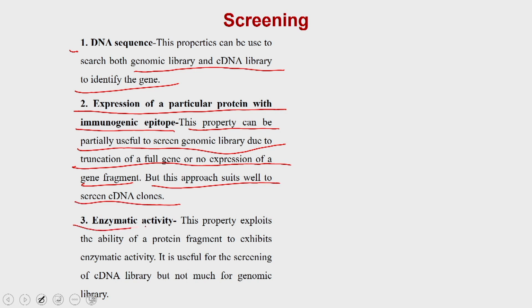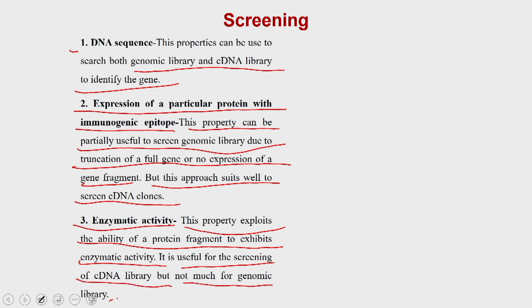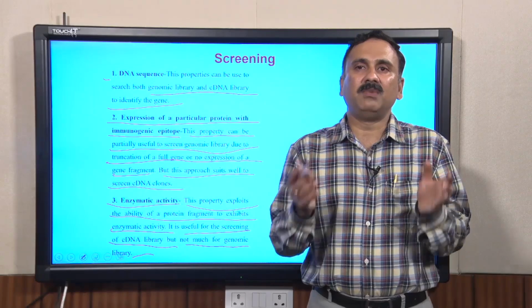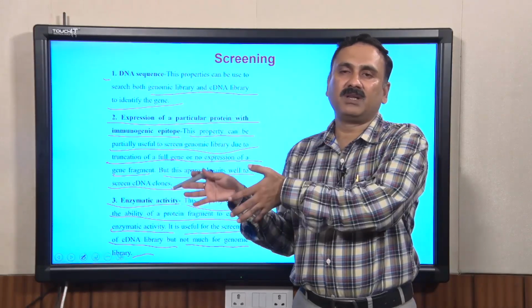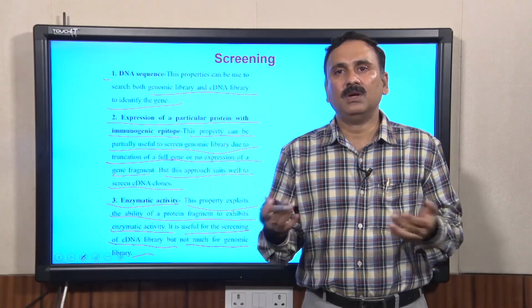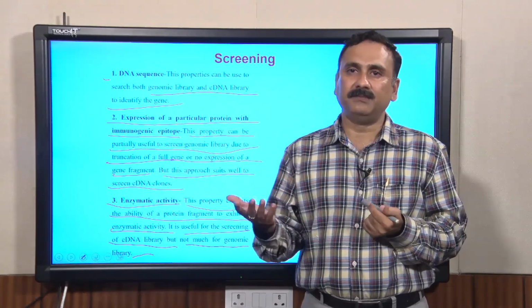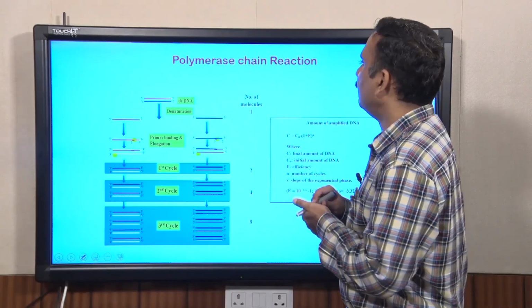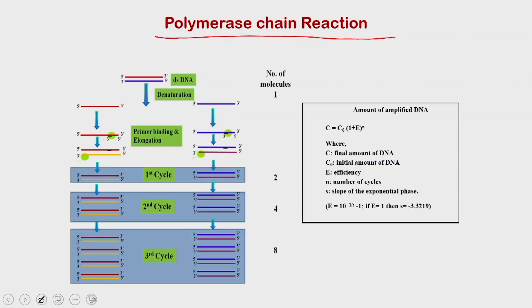Then the third is enzymatic activity. This property exploits the ability of a protein fragment to exhibit enzymatic activity. It is useful for the screening of a cDNA library, but not much for the genomic library, because again the protein may not be expressed completely, since a small protein fragment might be present in the clone, or that particular fragment may not give you the protein or the enzyme. Apart from that, we have also discussed in detail the PCR.